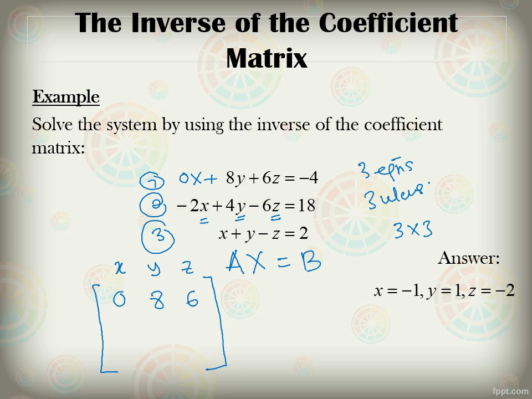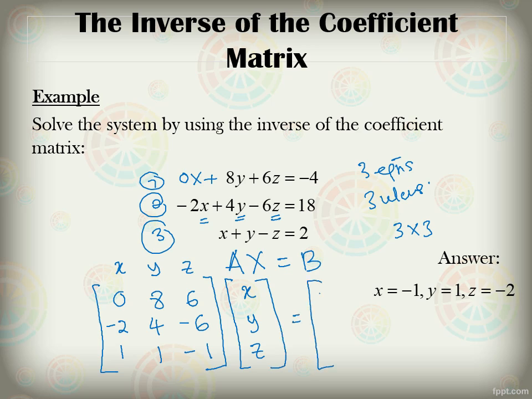Okay, so second row, second equation: minus 2 for X, 4 for Y, minus 6 for Z. Alright, and the third equation, you have 1 for X, 1 for Y, and minus 1 for Z. So what is your unknown here? You have 3 unknowns, X, Y, Z. Okay, and this is equal to your B. The right hand side is minus 4, 18, 2.